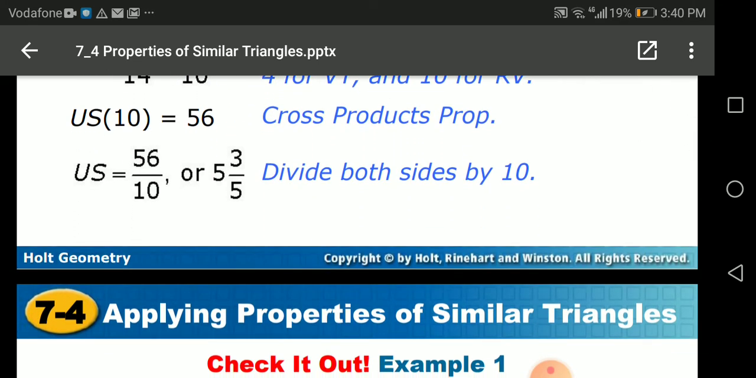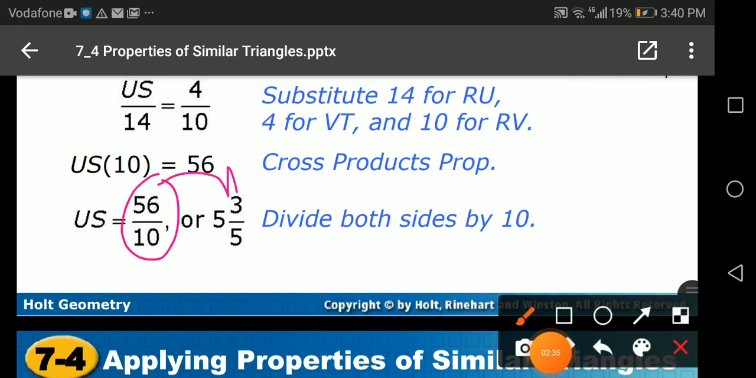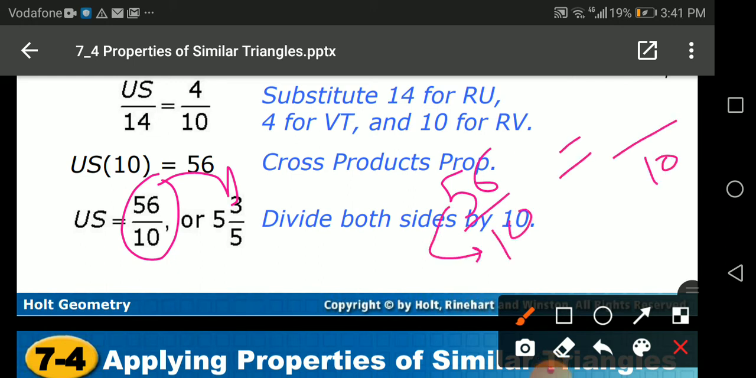Or can I do it from an improper fraction into a mixed number? Can we do this? It's very easy to convert it. I want to show you how. 56 divided by 10, the denominator will be the same. What about the whole number? How many tens in 56? We have 5, so the whole number is 5.